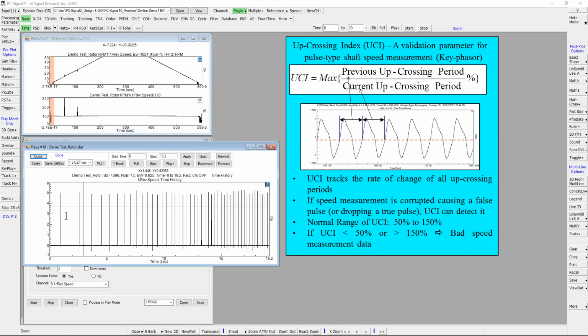Due to the very low RPM during initial startup, the block size of 1024, which equates to 0.4 second, is not big enough to include at least 2 revolutions or 2 upcrossing events for RPM calculation. Therefore, its RPM and upcrossing index are not accurate. Same thing at the end of the test.